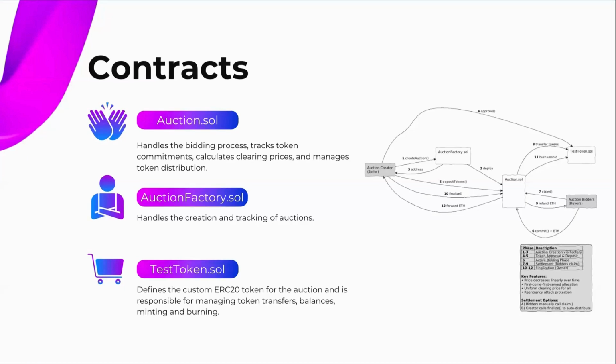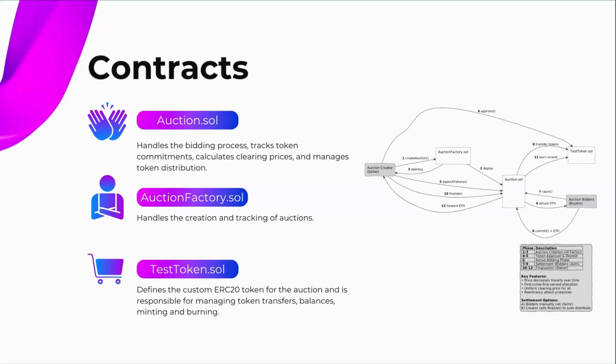So I'll walk you through the smart contract architecture behind our on-chain auction system. Our system is composed of three main Solidity contracts: Auction.sol, which is the core auction logic; AuctionFactory.sol, which is the manager that creates and tracks auctions; and lastly, TestToken.sol, which is a custom ERC20 token used within the auction. So let's go through each one of them.